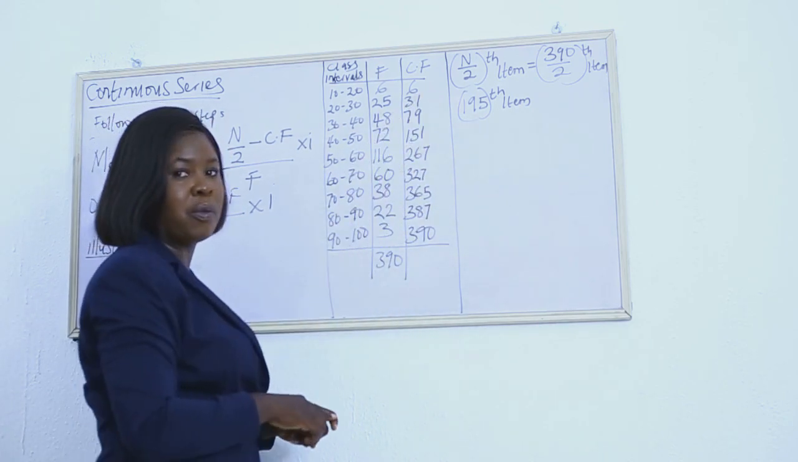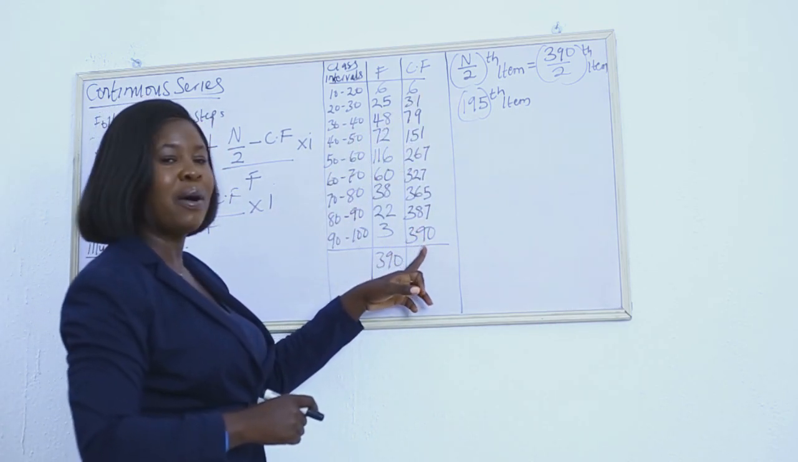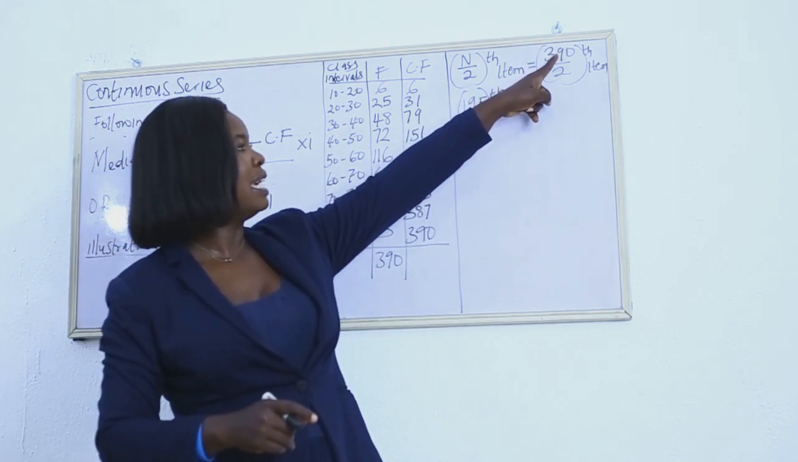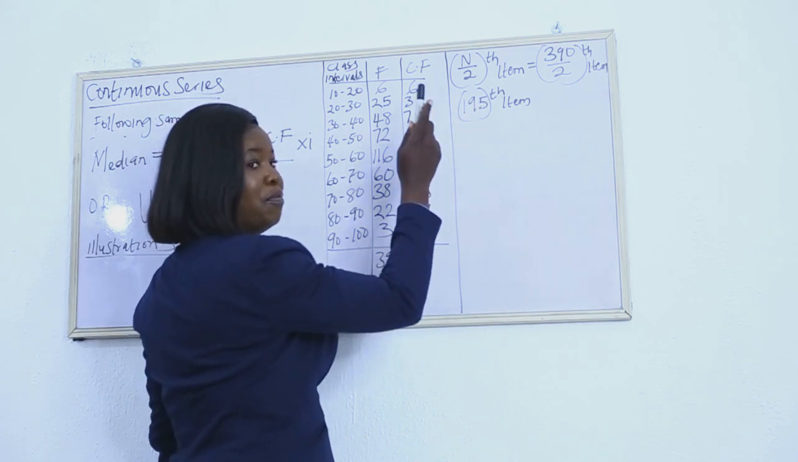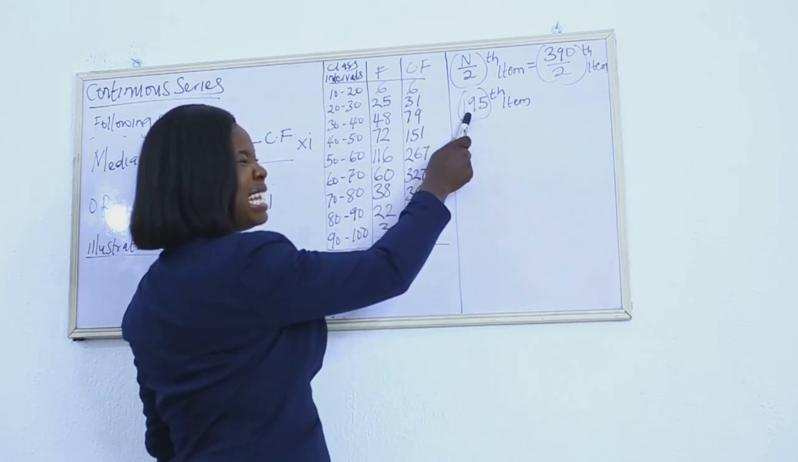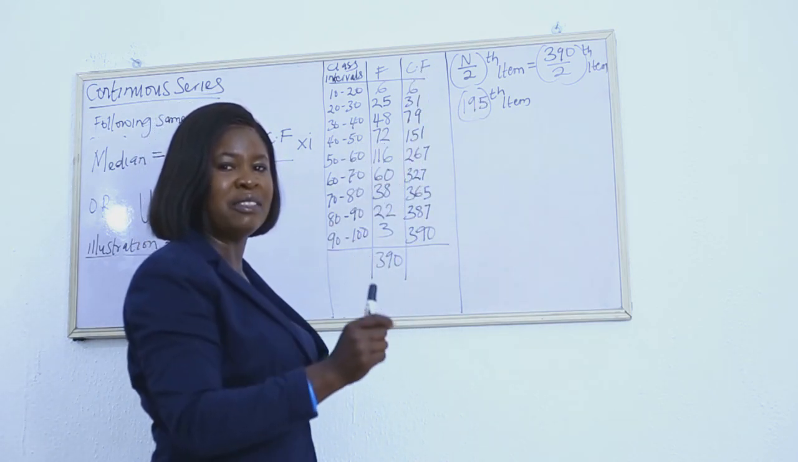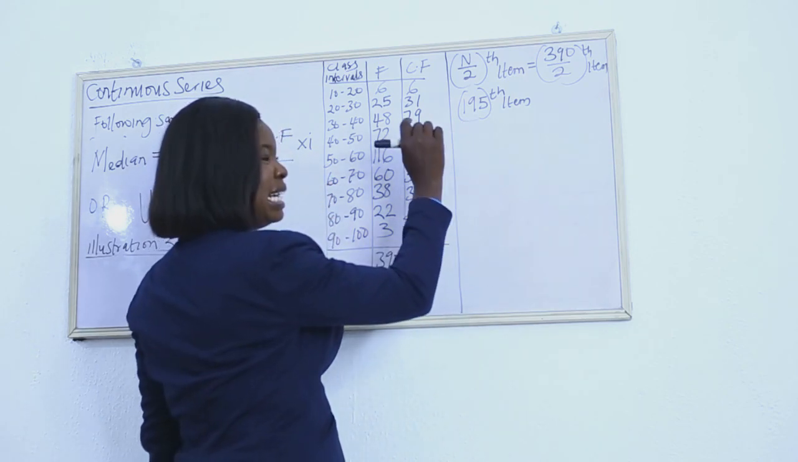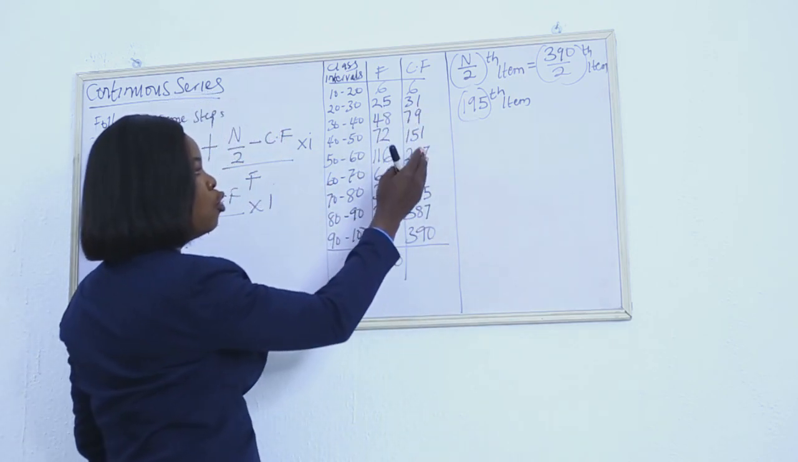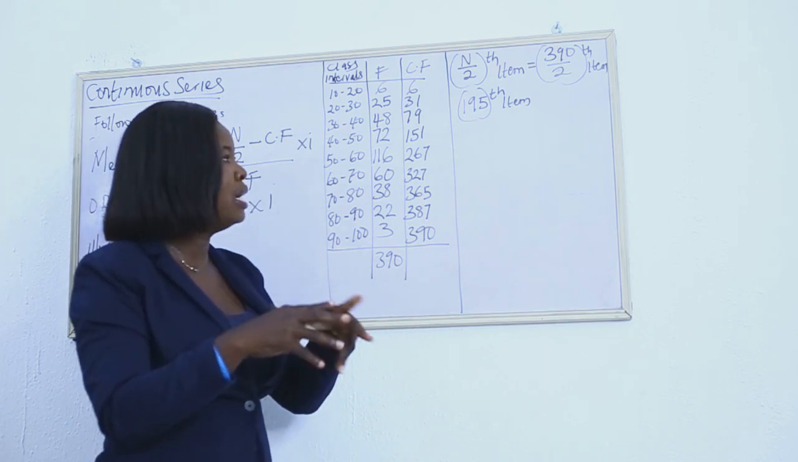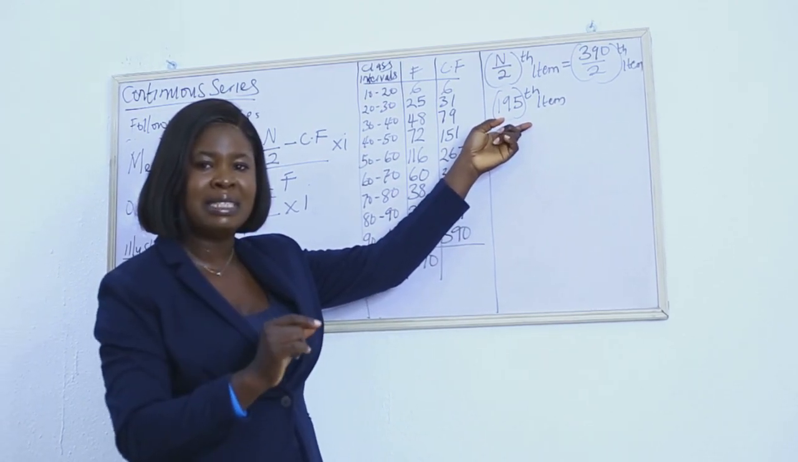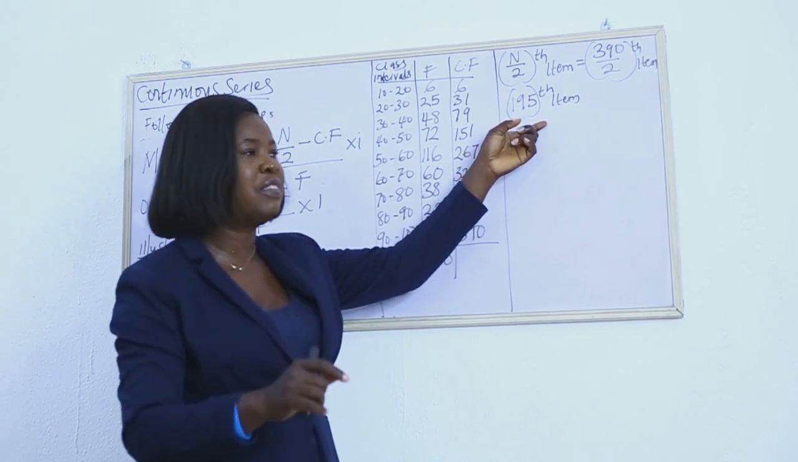So coming back to the formula, n all over 2. Since our n is 390, 390 all over 2 gives the nth item. So what is the value of that nth item? It is 195, the 195th value. So we come to the cumulative frequency and look for the first value that can conveniently accommodate the 195th item.